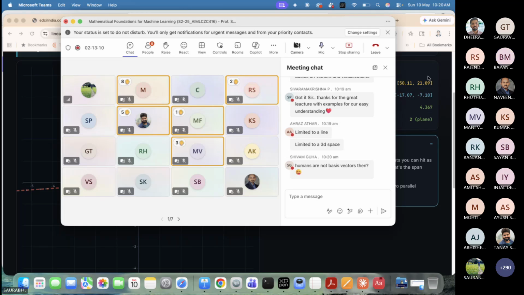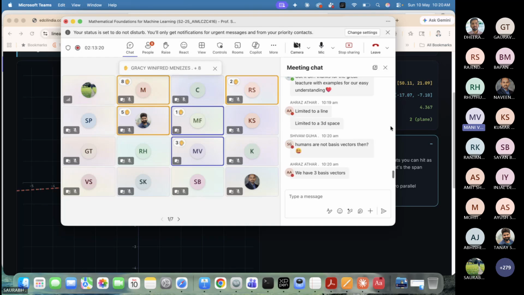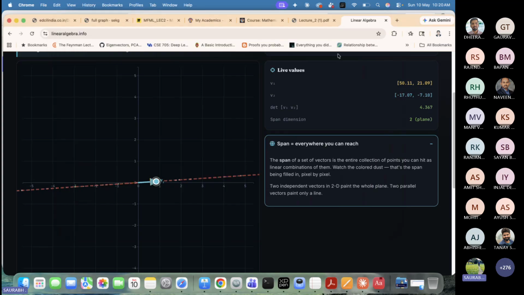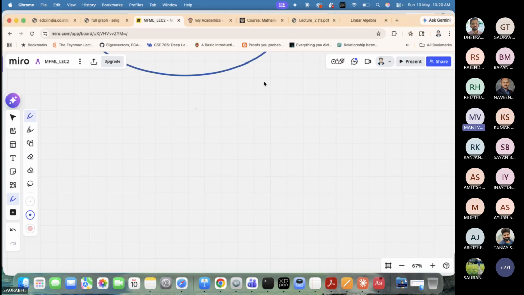Hello, sir. Yeah, yeah. Sir, how is (1, 2) and (3, 5) linearly dependent? Yeah, the example you gave.